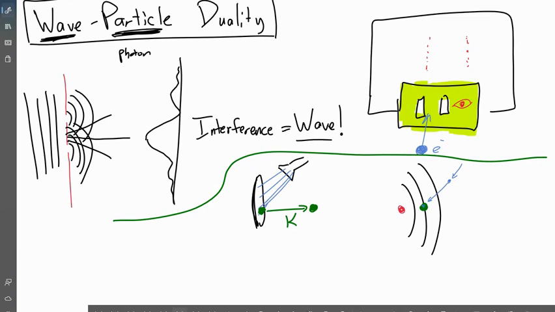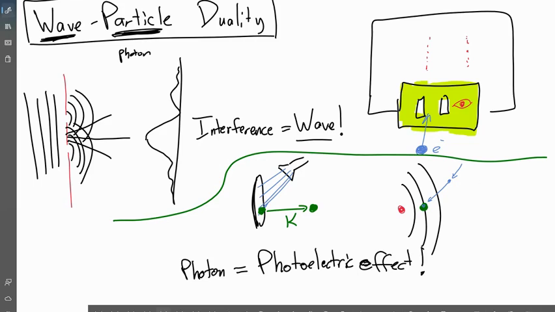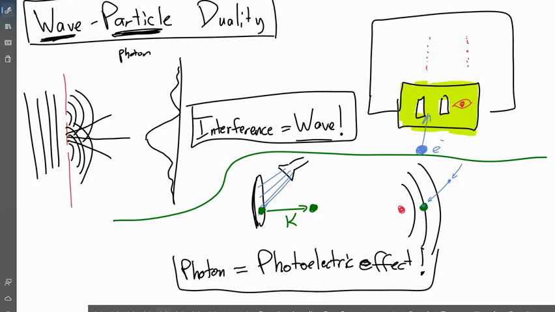Okay, so an example of photon behavior is the photoelectric effect. And that means photons. So if you can remember, interference confirms that light is a wave. Photons are confirmed by the photoelectric effect, anytime photons and electrons collide.